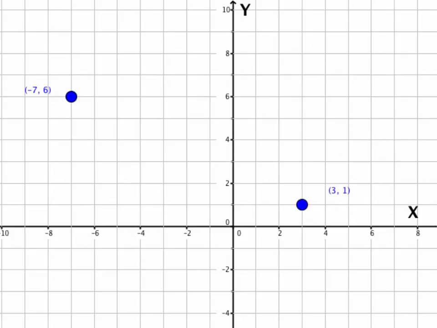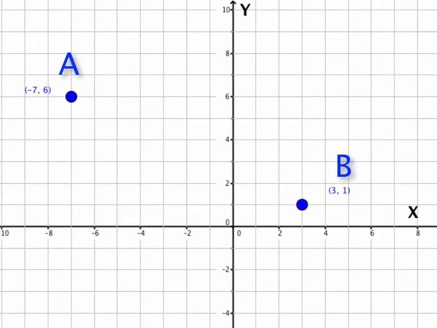All right, let's try another one. Now let's find the equation for the line containing the points -7, 6 and 3, 1. Again, first thing we want to do is draw these points on our graph, let's label them with their coordinates, and now let's use these to find the slope. Again, let's call -7, 6 point A and 3, 1 point B.